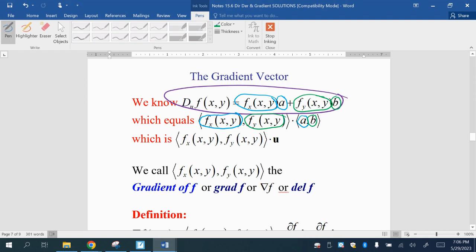So the directional derivative can actually be written as a dot product. We've seen it right here. So the directional derivative of our function f can be written as the partial derivative with respect to x, comma, partial derivative with respect to y, and then dotted with the unit vector.